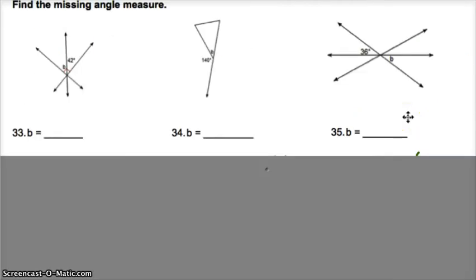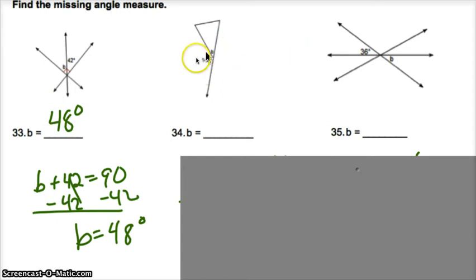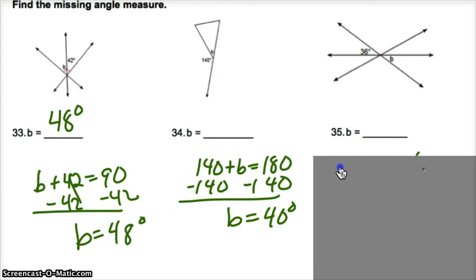All right. Last three. On number 33, we've got complementary angles. These create a right angle. So b plus 42 has to equal 90 degrees. When you subtract 42 on both sides, you get 48 degrees. On number 34, these are supplementary angles. They should add up to 180 degrees. So 140 plus b ought to equal 180. When you subtract 140 on both sides, b equals 40 degrees.